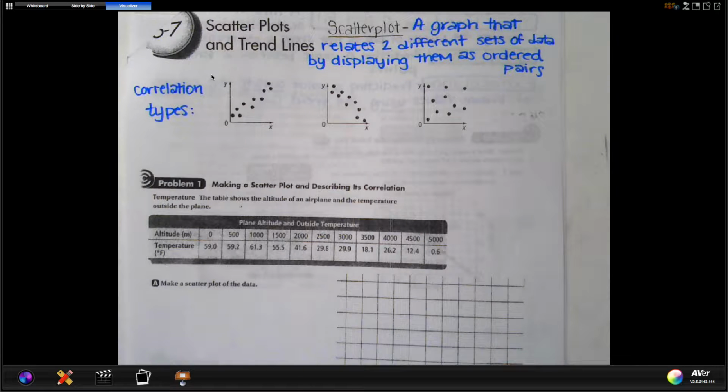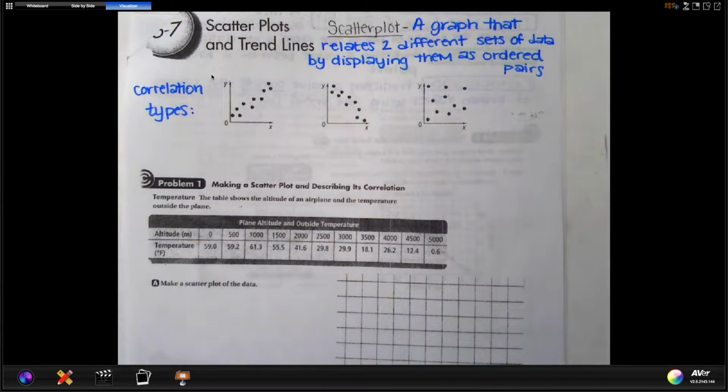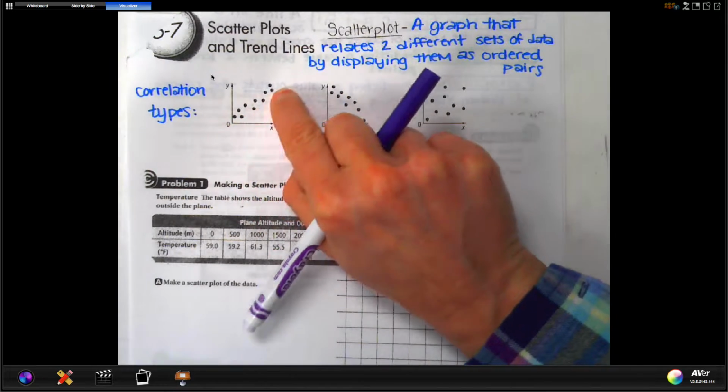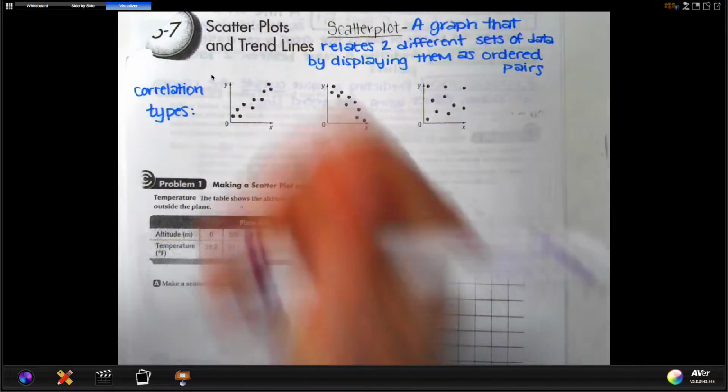And we're going to make scatter plots, and then we're going to draw trend lines through them with our rulers, okay, today. So there are three different types of correlations, okay? If it appears as though all the data, so if this first one is going in a trend that is moving upward, you would say this is a positive correlation.